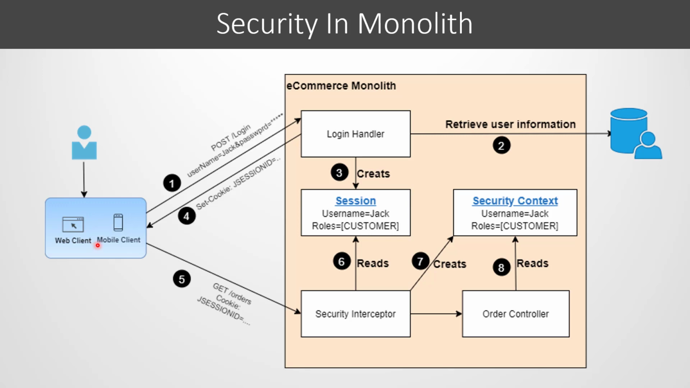User accesses the application login resource and submits the login request with the username and password. At the server side, on receiving the user login request, the application login handler retrieves the corresponding user information from the user database and validates the user credentials. If the user is validated successfully, the login handler creates the session object. The application sends the JSESSIONID cookie in the login request response.